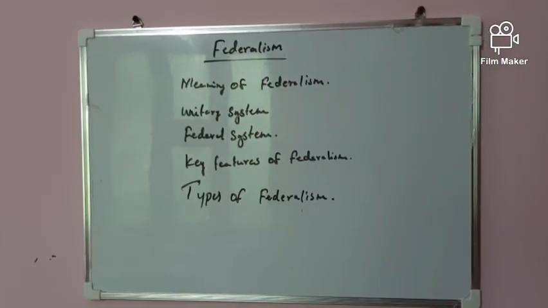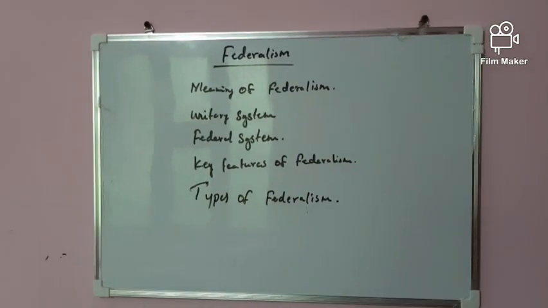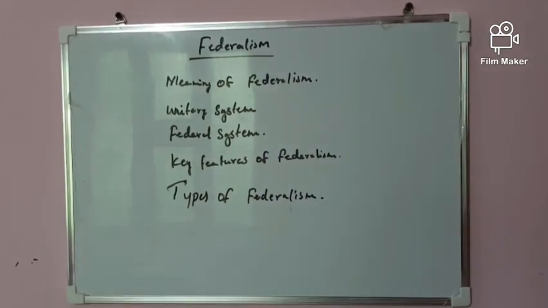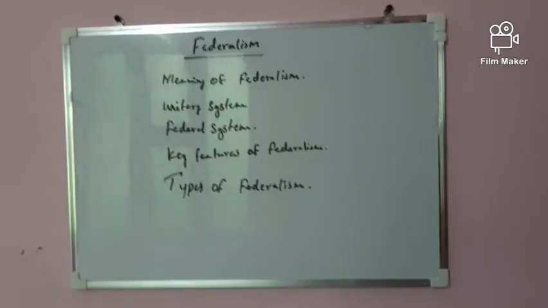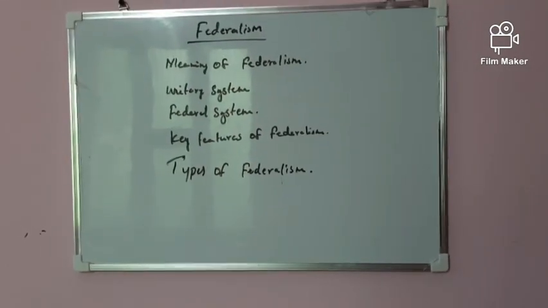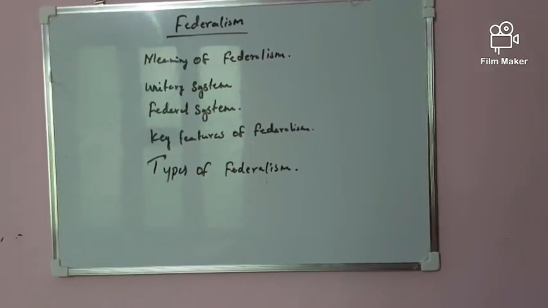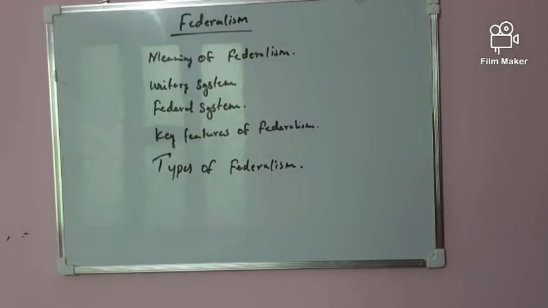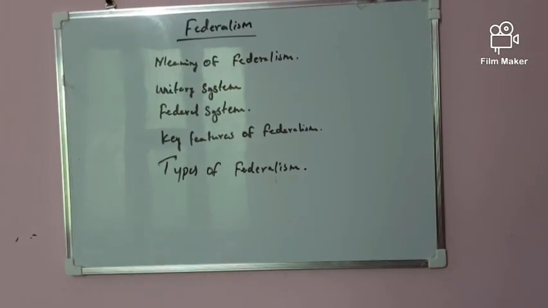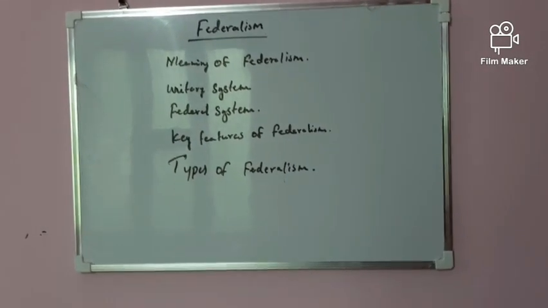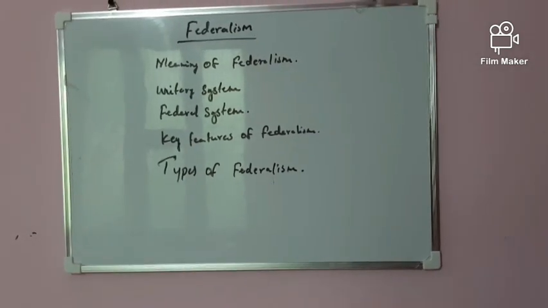Next, we studied the unitary system and the federal system. A unitary system has only one level of government, or the subunits are subordinate to the central government. A federal system has two or more levels of government. The other word we studied for level was tiers. The central government can pass an order to the local government, but the central government cannot order the state. That is the difference.